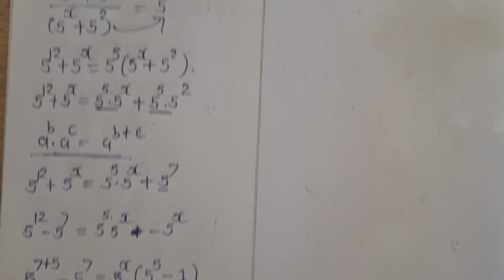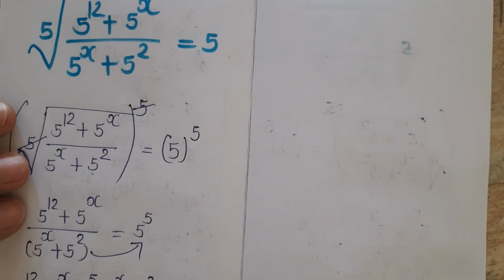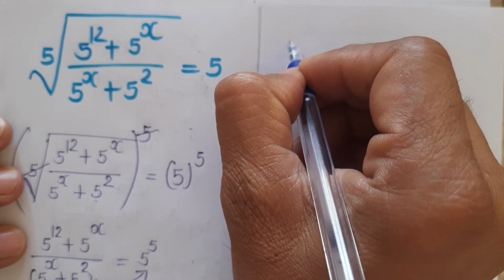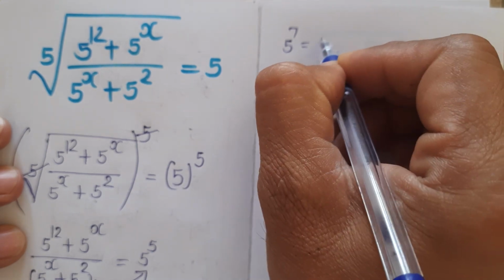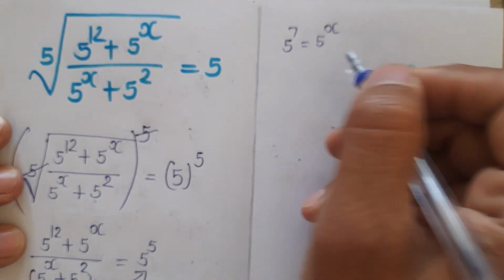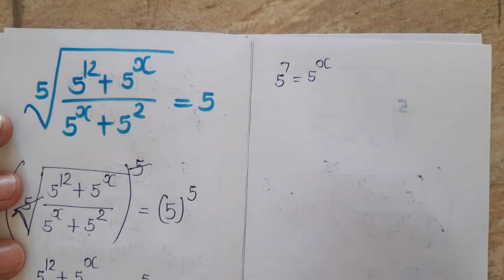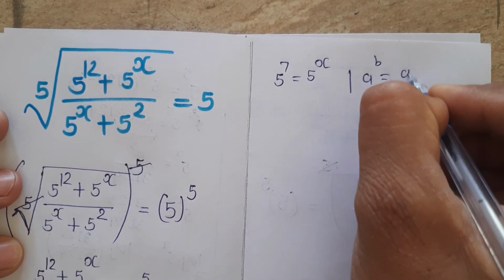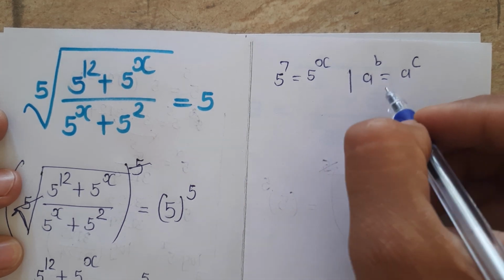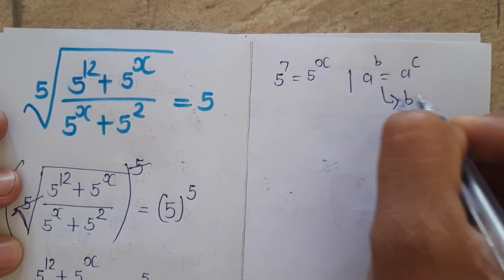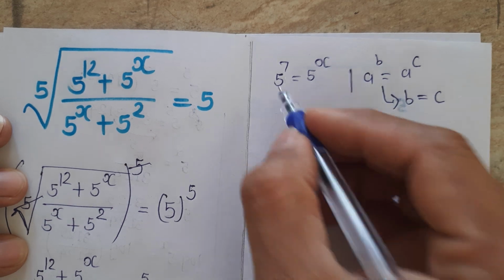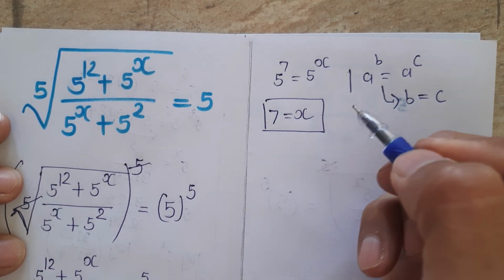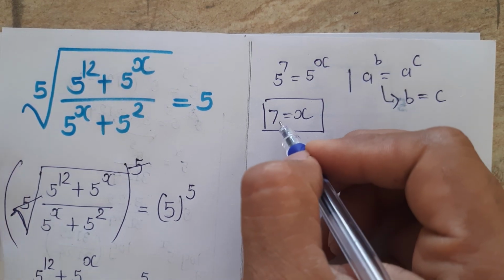In the next step we have to apply a formula. In the last step we had 5 raised to 7 is equal to 5 raised to x. So which formula will we apply? When we have a raised to b is equal to a raised to c, in that case we will have b is equal to c. So here we have 7 is equal to x, right? This is our final answer. So the value of x is 7.